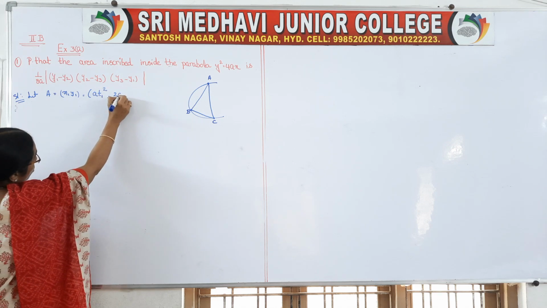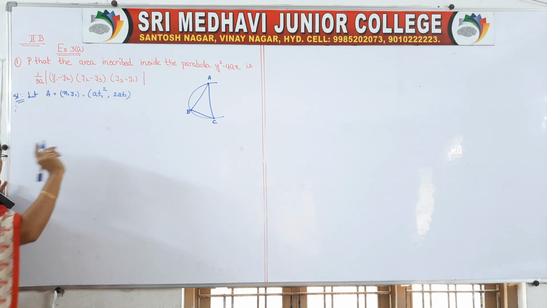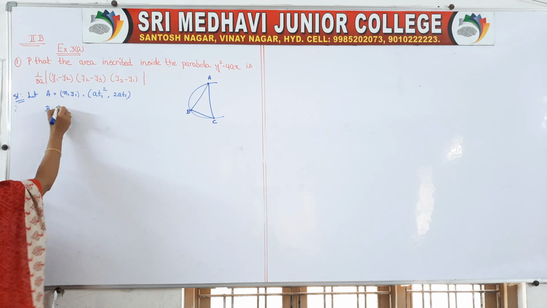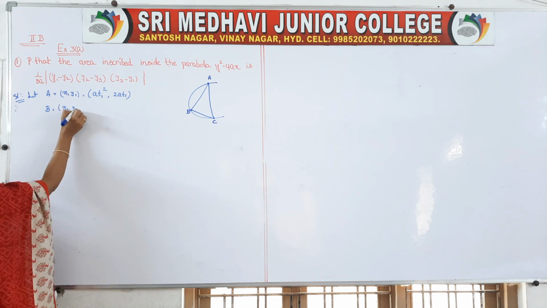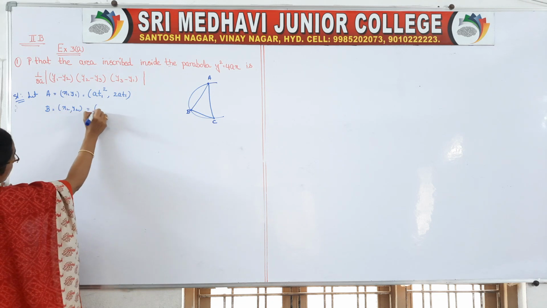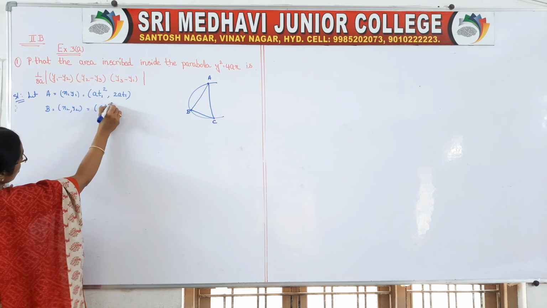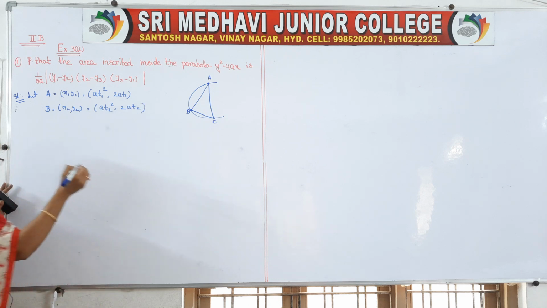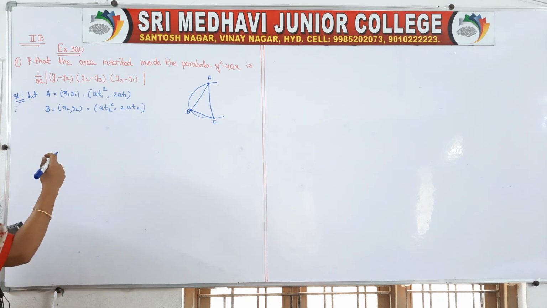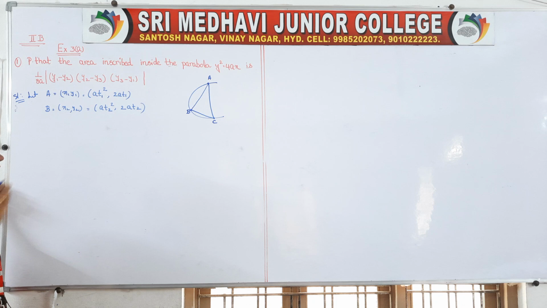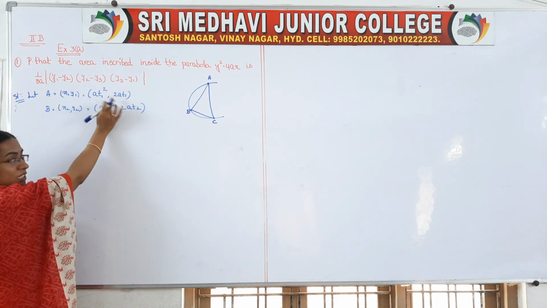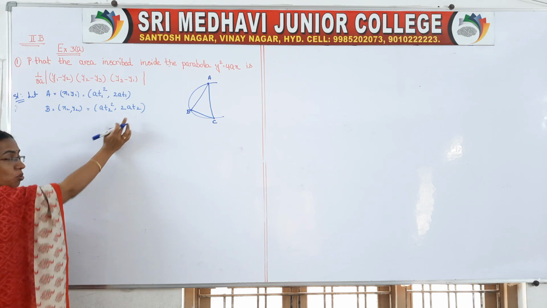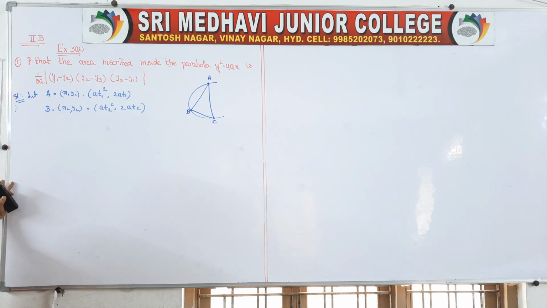at1 square, 2at1 is the first point. Next, first point means first vertex. B is equal to x2 y2 is the second one, that is at2 square comma 2at2. Parametric form. To make the difference of 3 points, first points are with respect to 1, second points are with respect to 2, third points are with respect to 3.